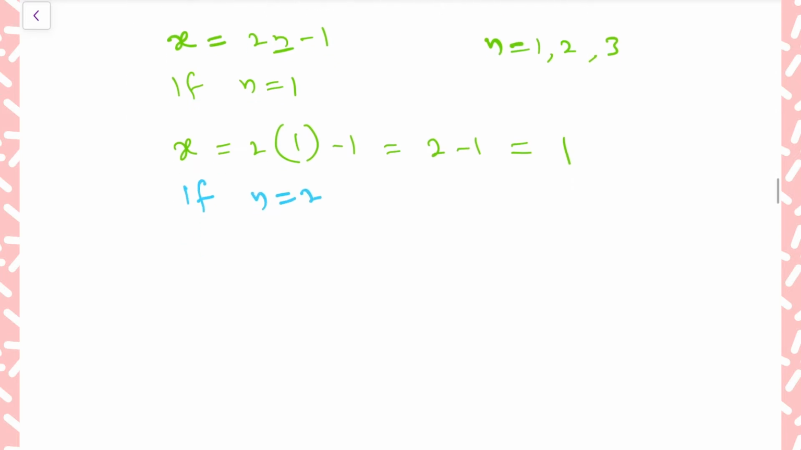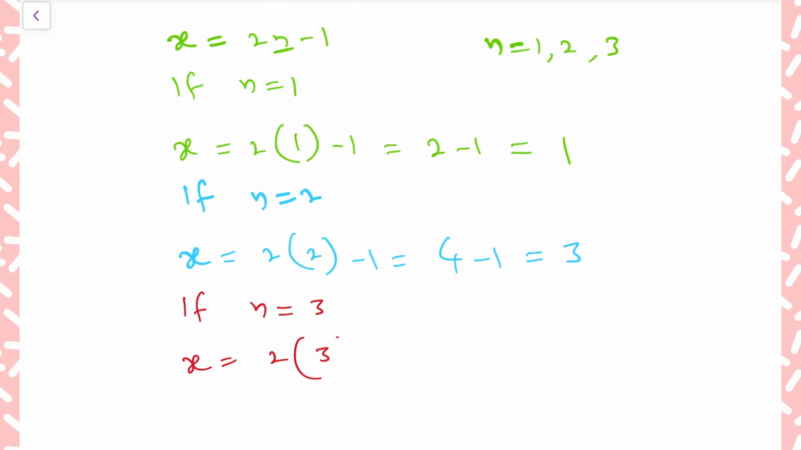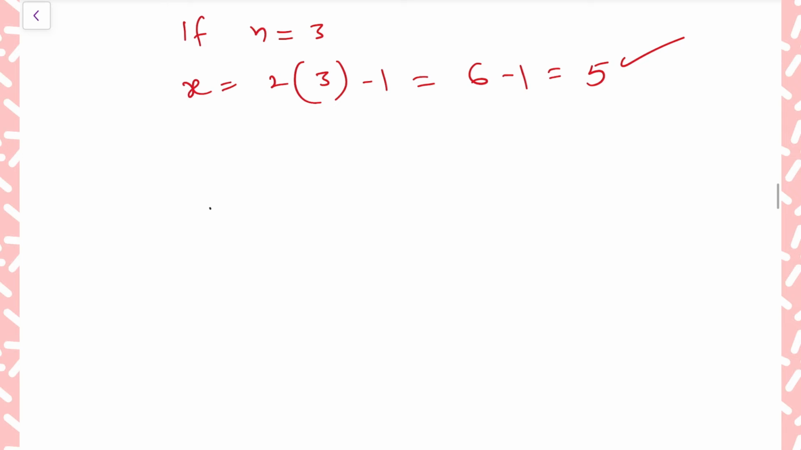Next, if n equals to 2. In the place of n, we need to substitute 2. So x equals to 2 into 2 minus 1. 2 2s are 4, minus 1. 4 minus 1, it is 3. Next, if n equals to 3, then x equals to 2 into 3 minus 1. 2 3s are 6, minus 1, it is 5. So the elements in that set are 1, 3 and 5. So set A equals to 1, 3, 5. This is the roster form, writing all the elements in the set.